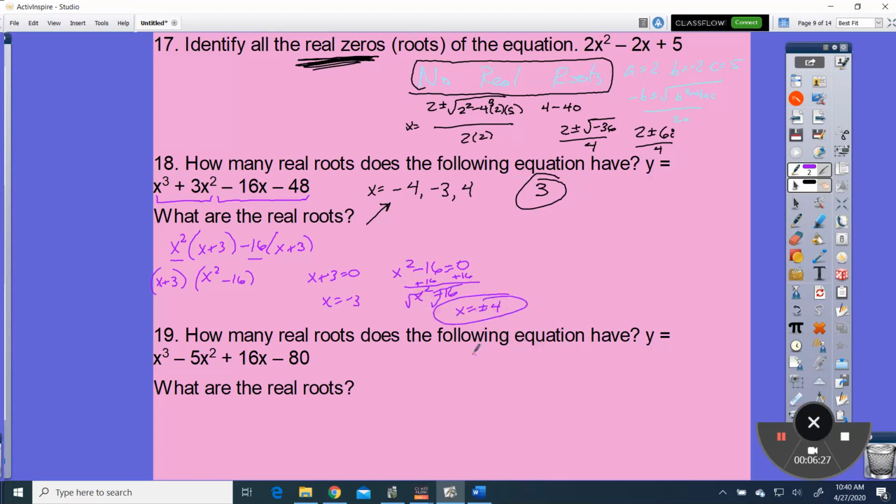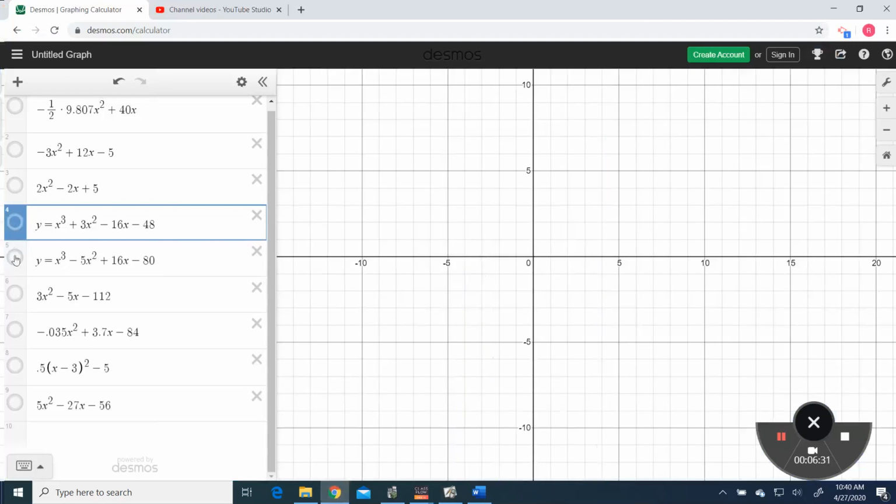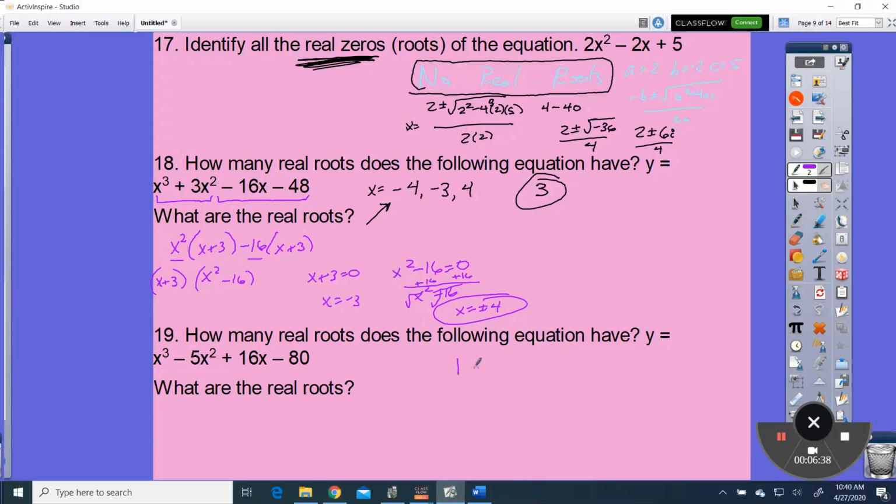Okay. So now to the next one. How many real roots does that one have? Let's not use that one. Let's use this one. It has 1 real root, and it's at 5. Okay. So 1 real. What is it? X equals 5. So here's how this one would work if I did factor by grouping. I take the x squared out, and I get x minus 5. I take the 16 out, and I get x minus 5. 80 divided by 16 is 5.